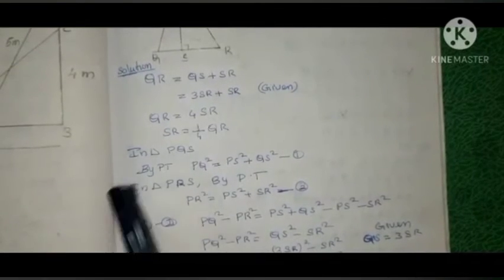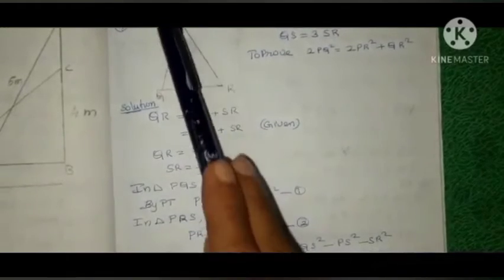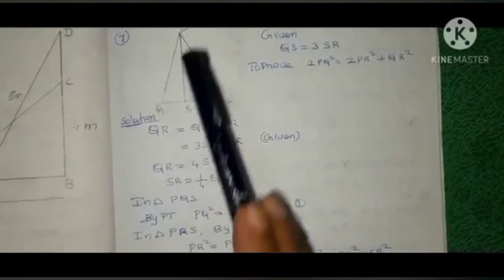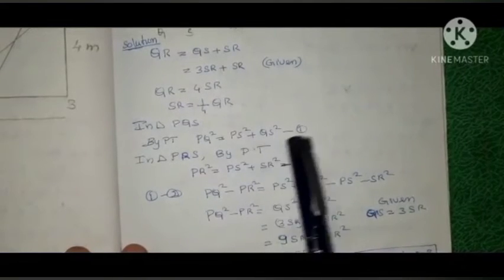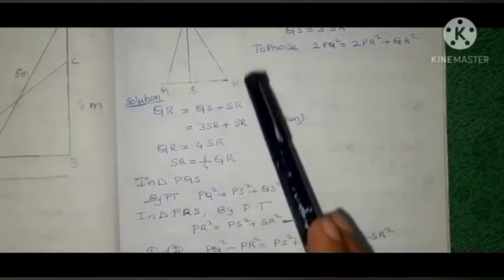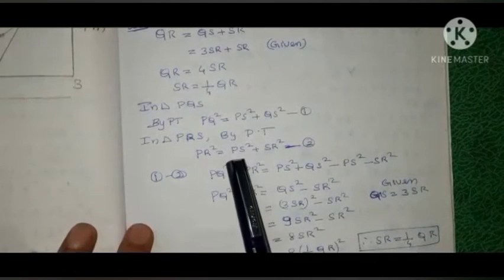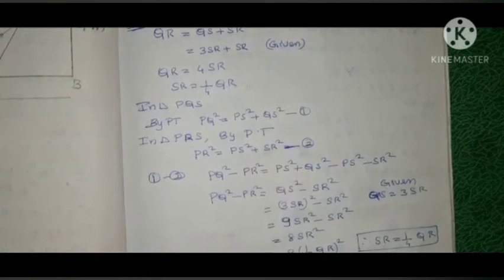In triangle PQS, PQ square is equal to PS square plus QS square, taken as equation 1. In triangle PRS, by Pythagoras theorem, PR square is equal to PS square plus SR square, taken as equation 2.